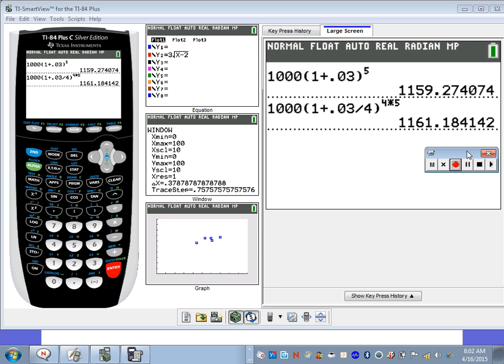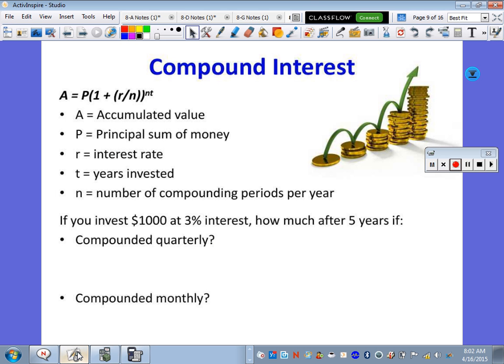Okay. Again, please keep in mind that the interest rate has to be in decimals and time has to be in years. Okay. So if you compound continuously, what happens to n? Again, I did 365 because I assumed that was daily.